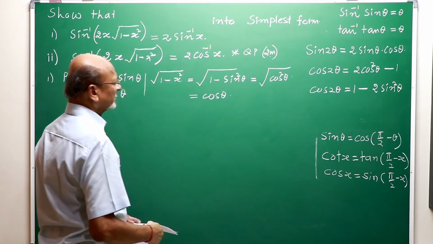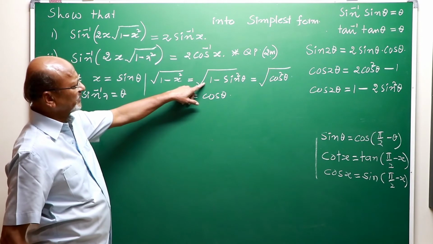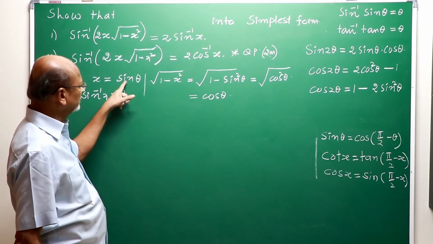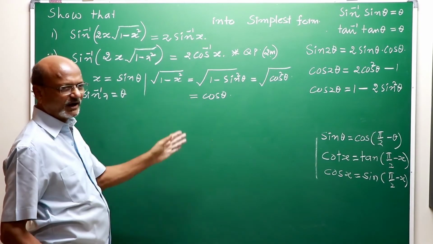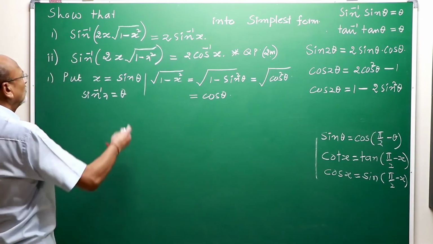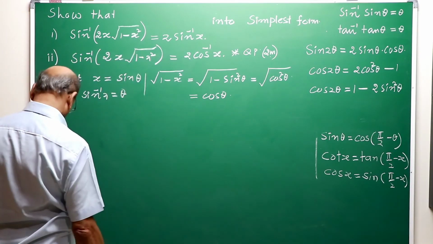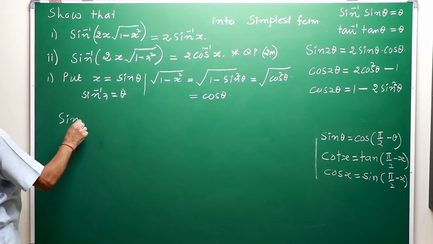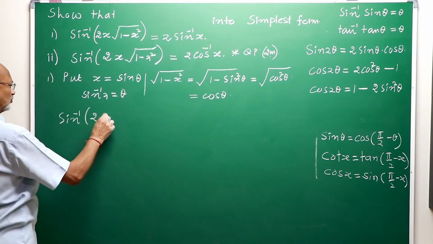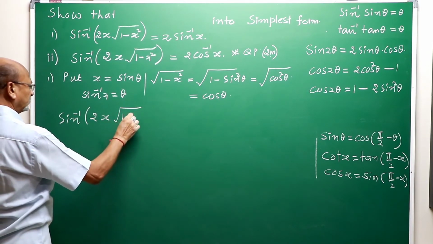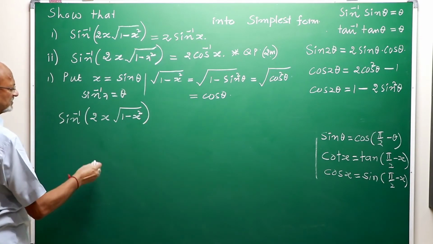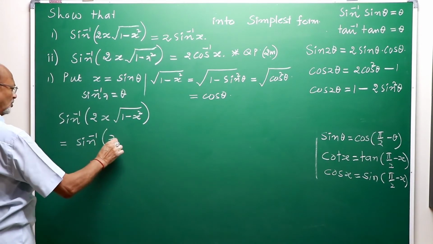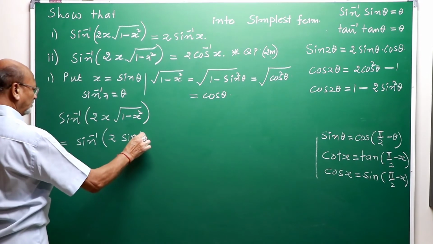These are very much familiar. Even my friends, they never expect you to write all these things. Why? If x is sine, root 1 minus x square is cos. If x is cos, root 1 minus x square is sine. Automatic results. Now consider this LHS and substitute. Sine inverse of 2x root 1 minus x square. Substitute: sine inverse of 2, what is x? Sine theta. What is the root? Cos theta.